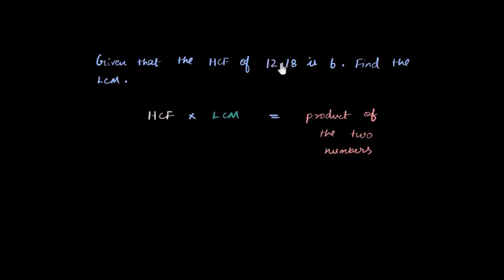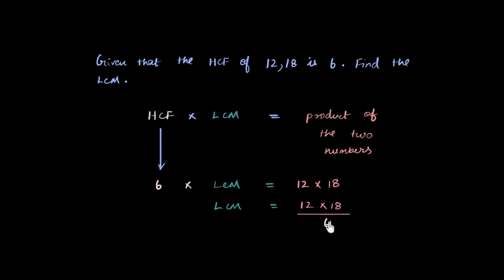You don't have to prime factorize all this now, because all you'll say is, oh, HCF is given to me. HCF is 6. So that's given. That multiplied by LCM, which is what I need to find, will be equal to the product of the two numbers. And the two numbers here are 12 and 18. So 12 times 18. And with this, I can find my LCM. I'm going to divide both sides by, that's right, 6. So that I have LCM equals 12 times 18 divided by 6.